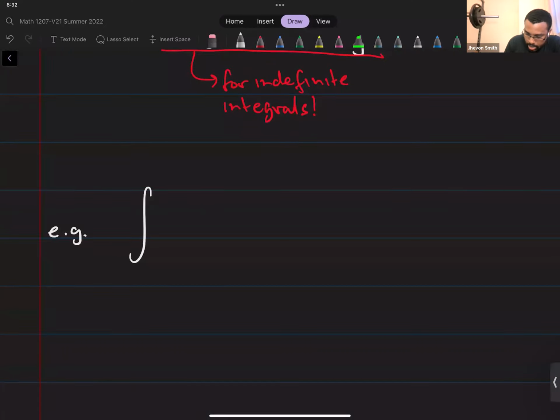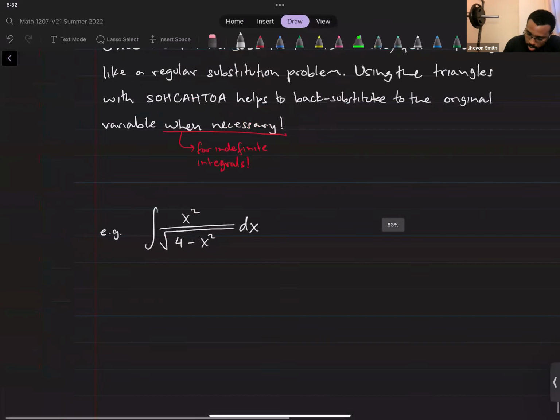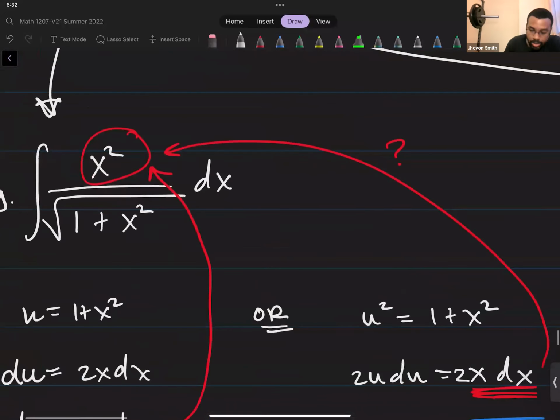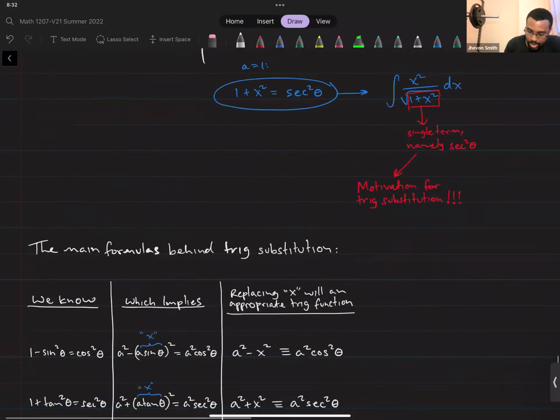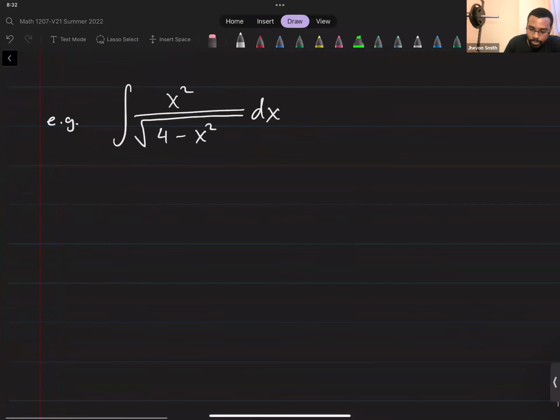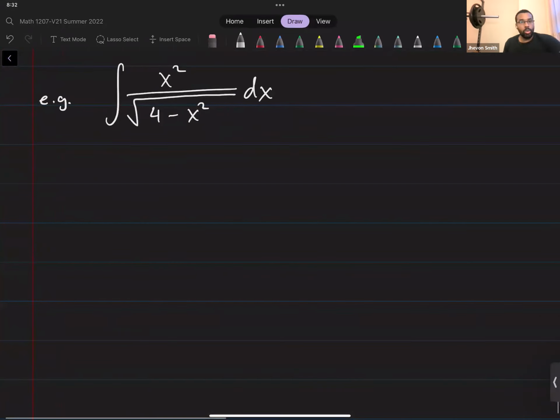First example, let's say I have something like this: x squared over the square root of 4 minus x squared. Notice that this is a similar situation to the one that was giving us trouble earlier, right? Because I have an even power on the top and an even power under the radical. It's not going to succumb to a typical substitution as if there were just an x or an x cubed on the top.